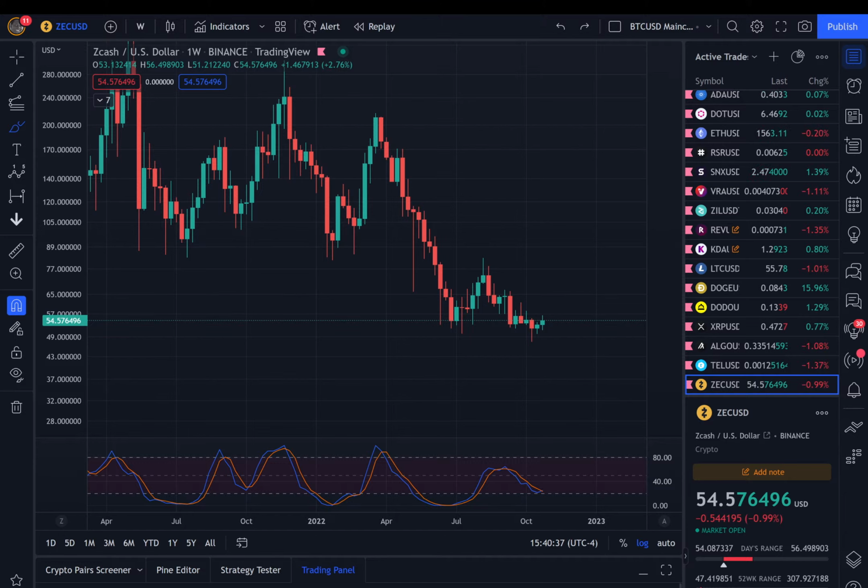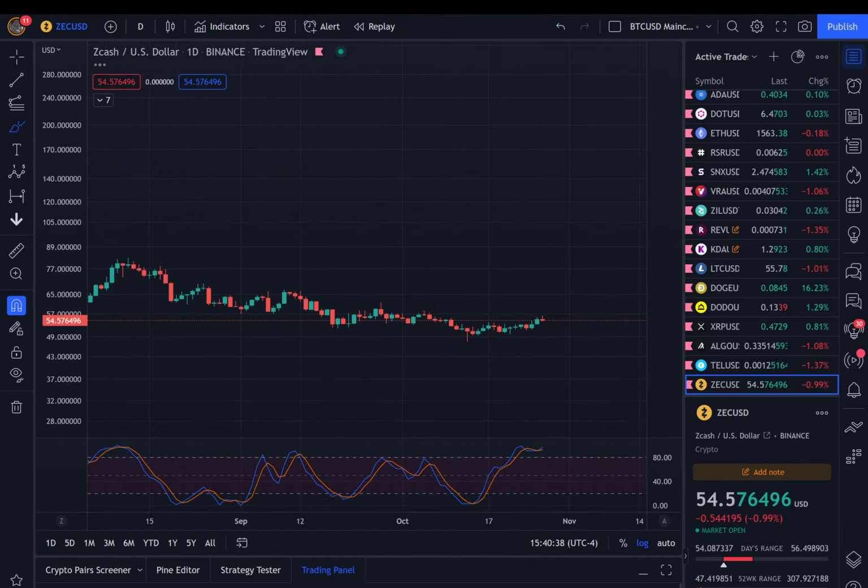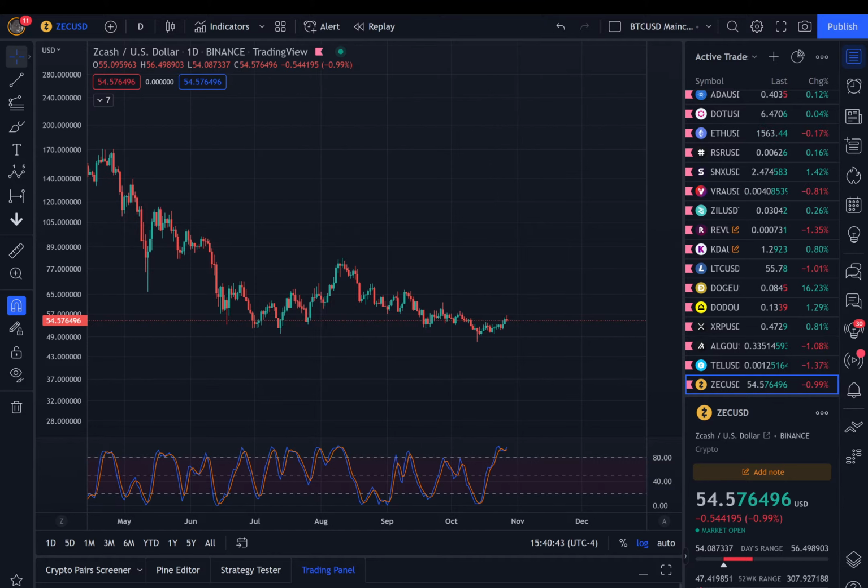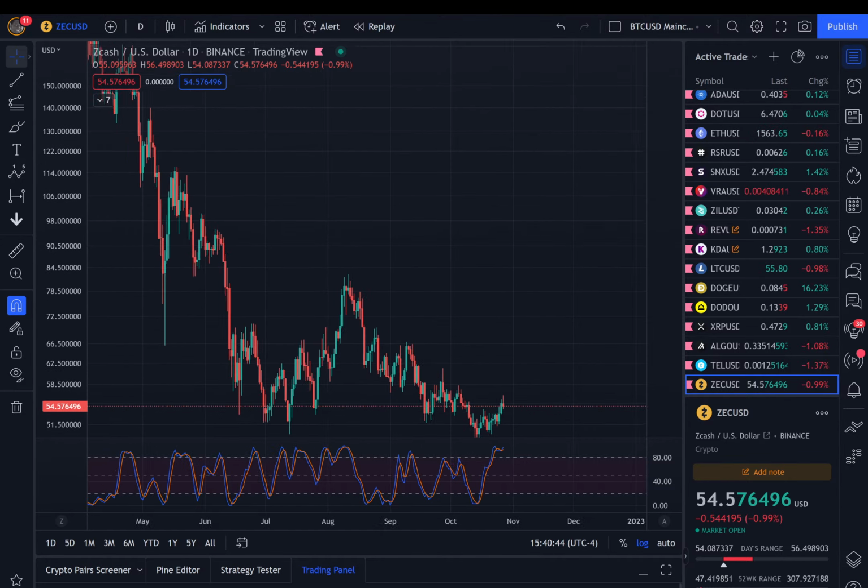Okay, so that's high time frame. Looks really bullish. Zoom in a little bit on the daily. Let's see.